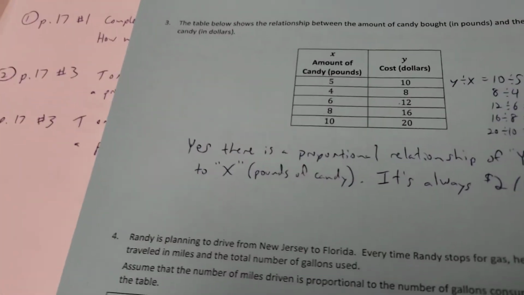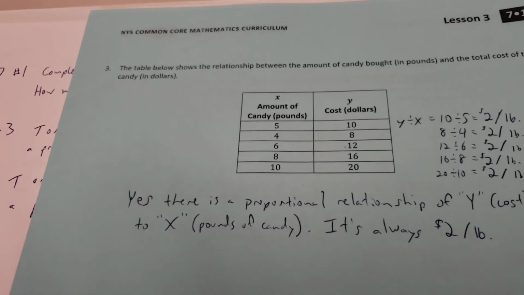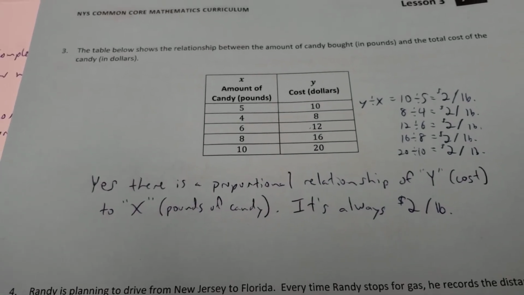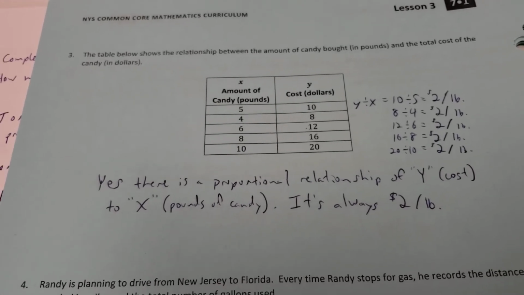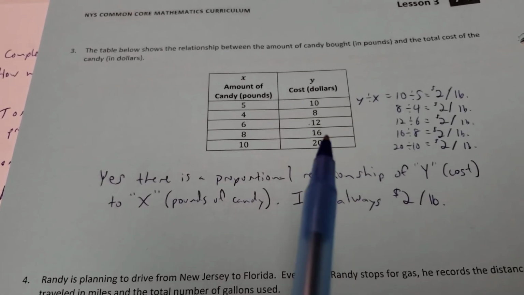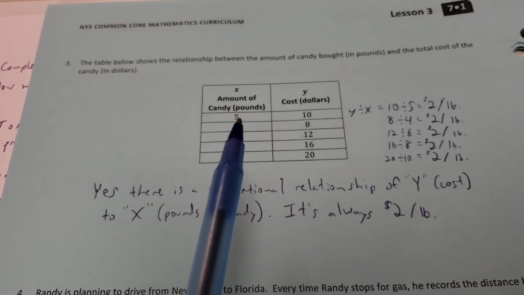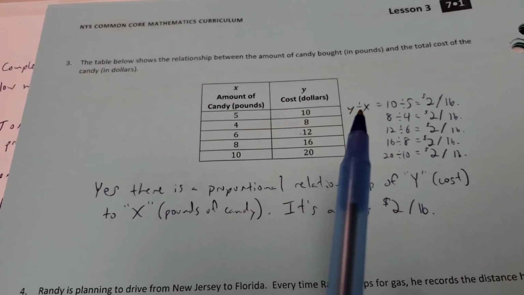All right, a couple more examples for you here. Number 3. The table below shows a relationship between the amount of candy bought in pounds and the total cost of the candy in dollars. Once again, we'll take y values and divide them by the x values to see what our unit rate would end up being. So y is divided by x's.